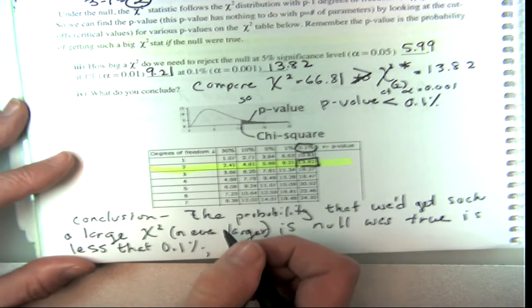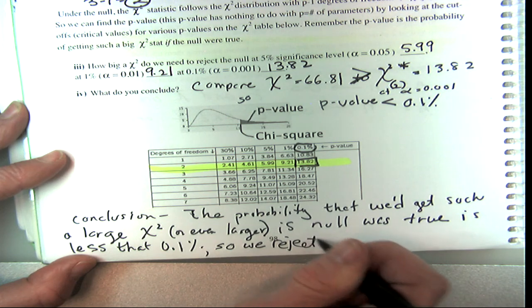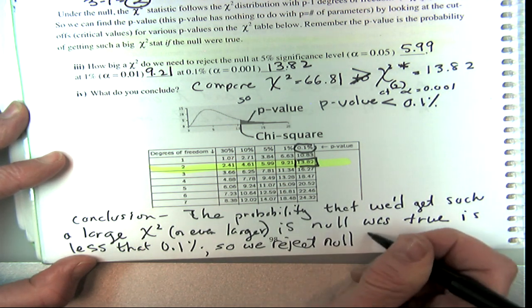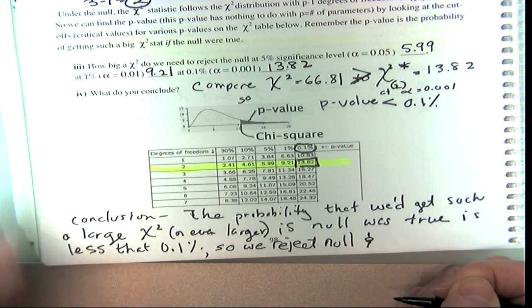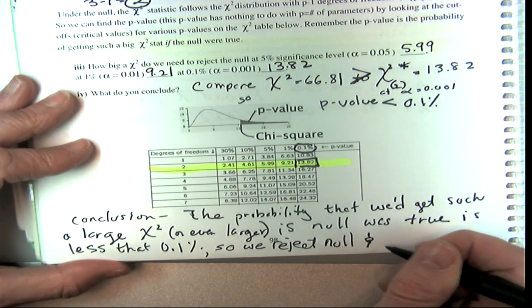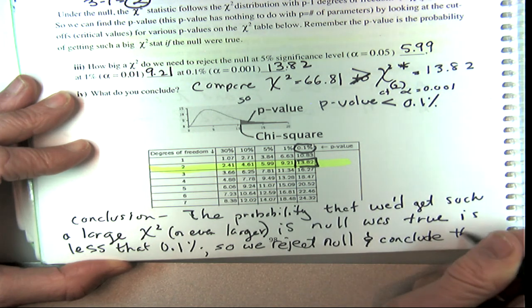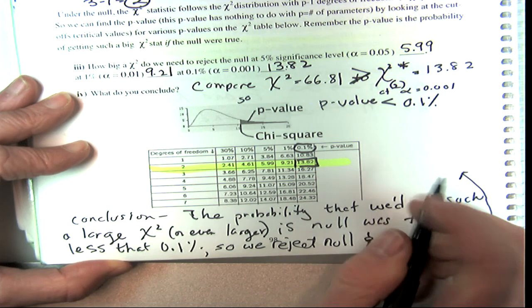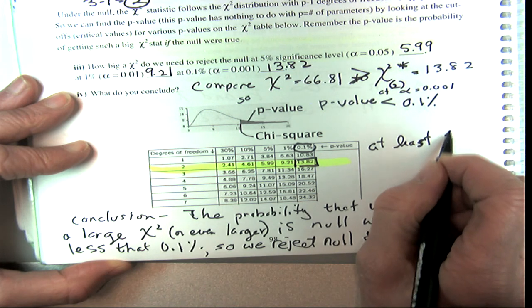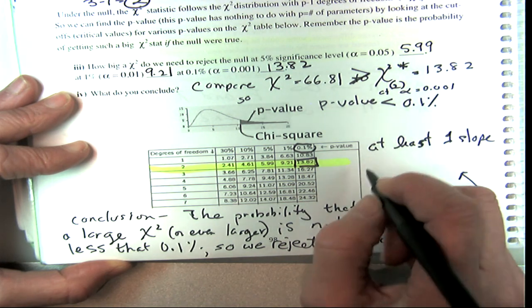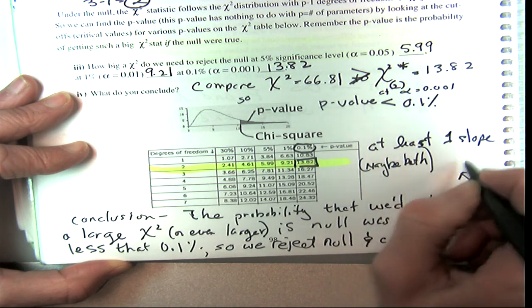So we reject the null and conclude that at least one of the slopes, at least one slope, maybe both, are significant.